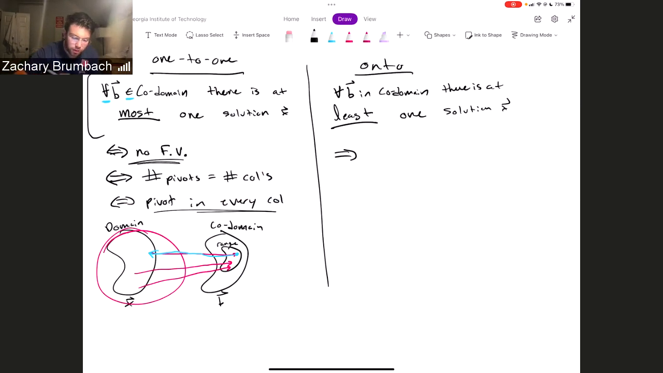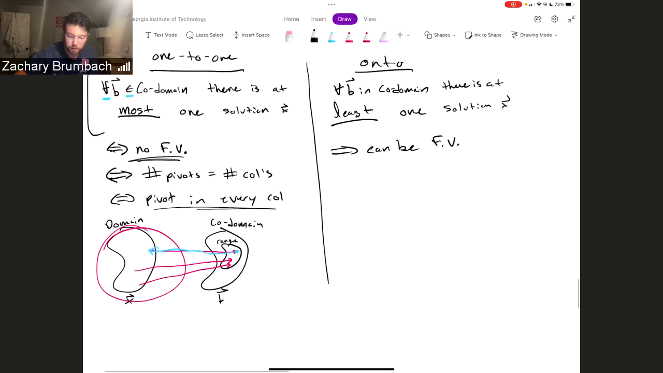So does that mean there can be free variables? Yeah, there can be free variables. Doesn't really tell us much about it, but there can be infinitely many ways or there can be one way to get there. All right, but there's no b that is inconsistent, okay?